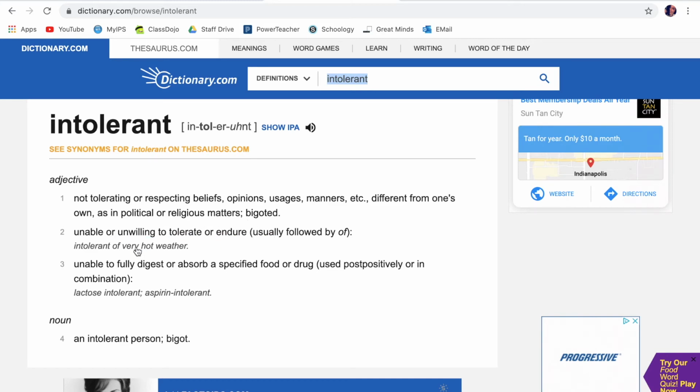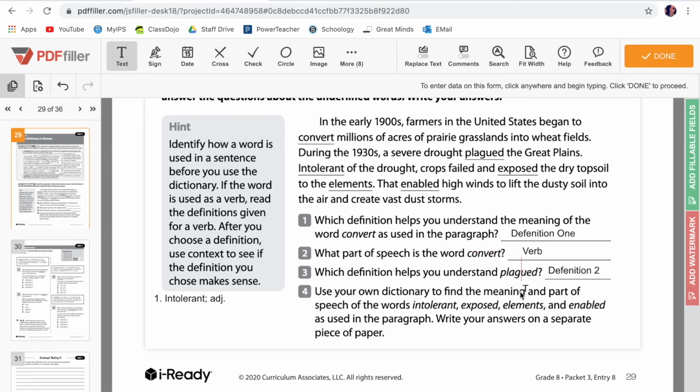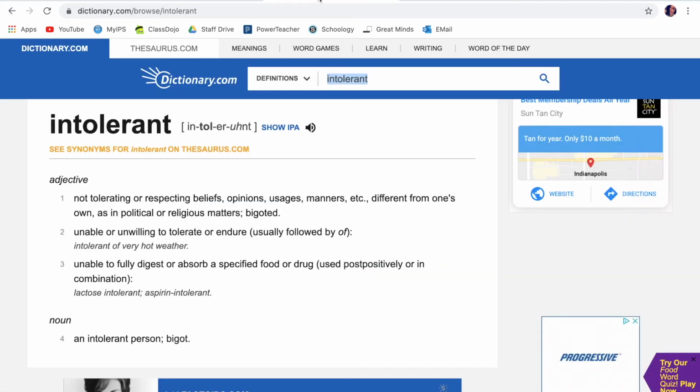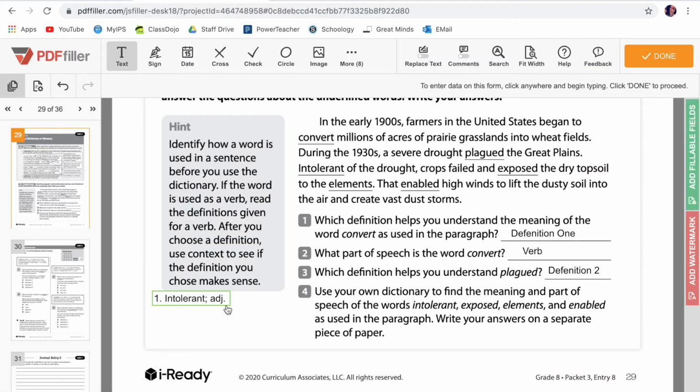Well, if you look at the sentence for this, it says intolerant of very hot weather. Well, that's kind of what's happening with the drought here, right? Because it's intolerant of the droughts. The plants can't handle it. So unable to endure would be our definition here. Unable to endure. The second word we're looking for the definition of is exposed.